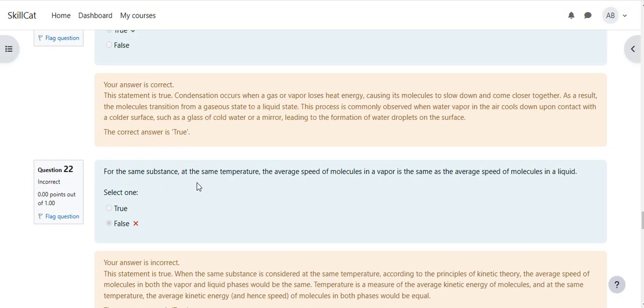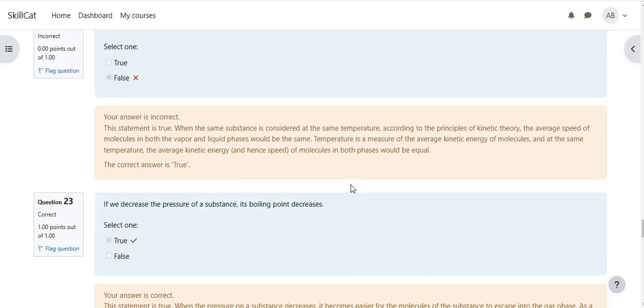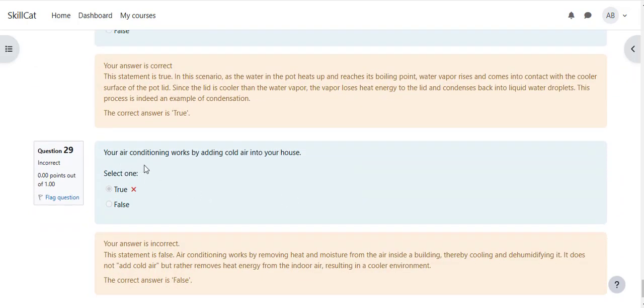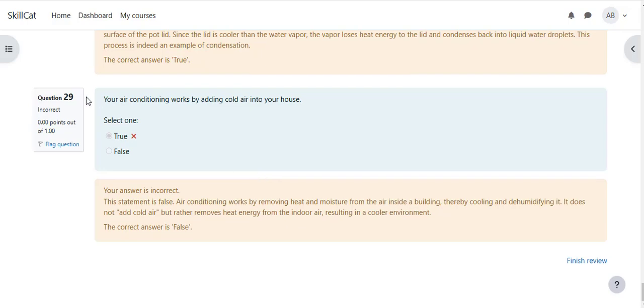For the same substance at the same temperature, the average speed of molecules in vapor is the same as the average speed in liquid. Oh, it's true. So for the same temperature, the average speed of liquid is the same as vapor of the same material. This one also: your air conditioner works by removing heat, not by adding cold.